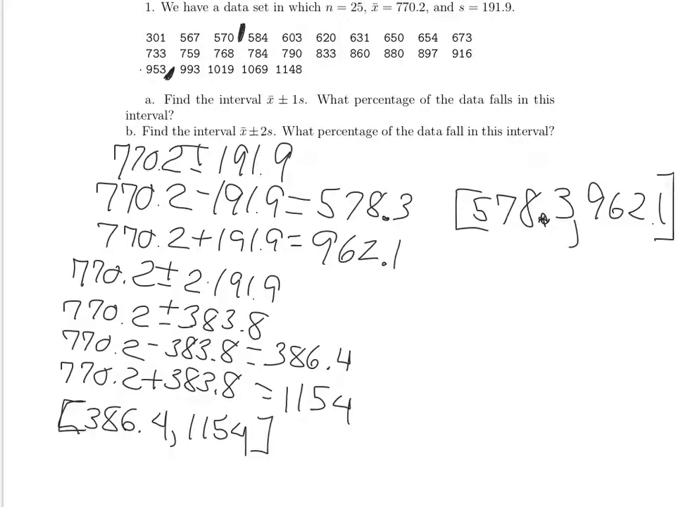So I'm going to start counting on this one. Let's change colors. I'll do red. Okay. I'll start counting here. I will not include the 301. I'll do the rest of the first row. I'll do all the second and all the third. So I have 24 out of the 25 points, which is 0.96 or 96% of the data. Okay? Hope that helps.